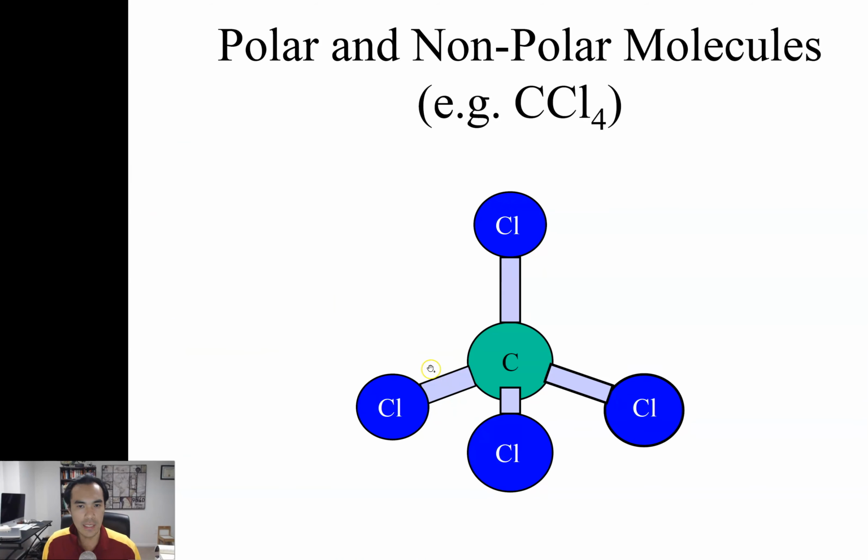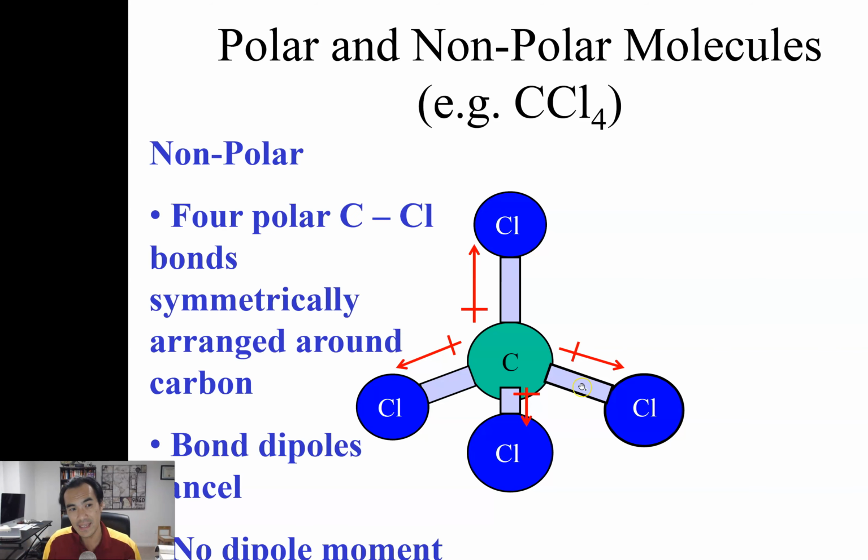Now CCl4 is another situation. In this case, we have another pull situation, but with four of them: 1, 2, 3, 4. Because they're pulling in all four different directions, you can predict that this is also going to be considered nonpolar because they're symmetrical. If you split a line straight through it, you could see they're all symmetrical, and the bond dipoles are going to cancel. So in this case, there's no dipole moment, so it's nonpolar.